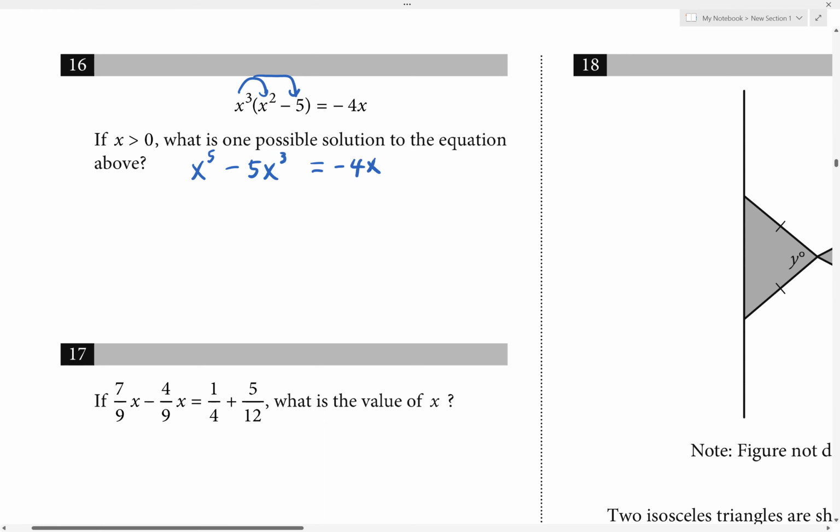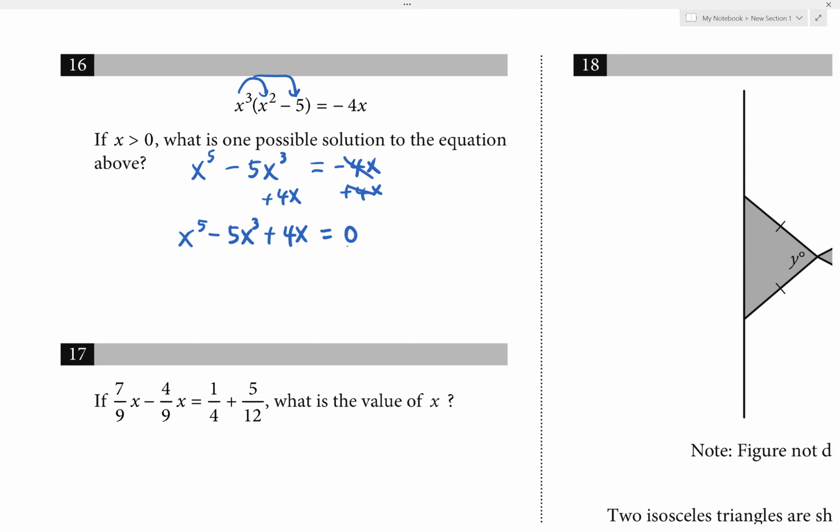Okay. And then what we can do is similar to solving a quadratic equation. This is like an equation with a higher degree. So we can move everything to the same side and set it equal to 0 first. So we add 4x on both sides. We get x to the fifth minus 5x cubed plus 4x, and that's equal to 0.